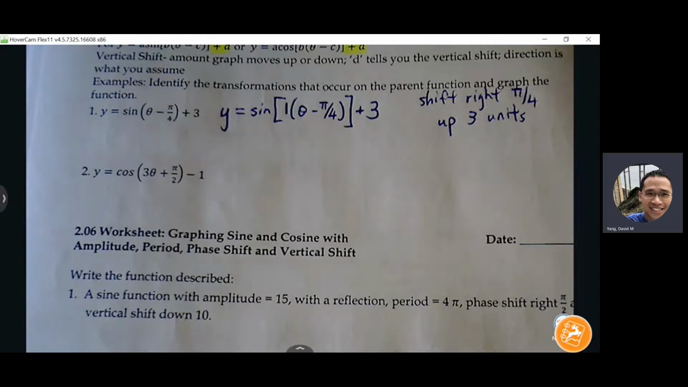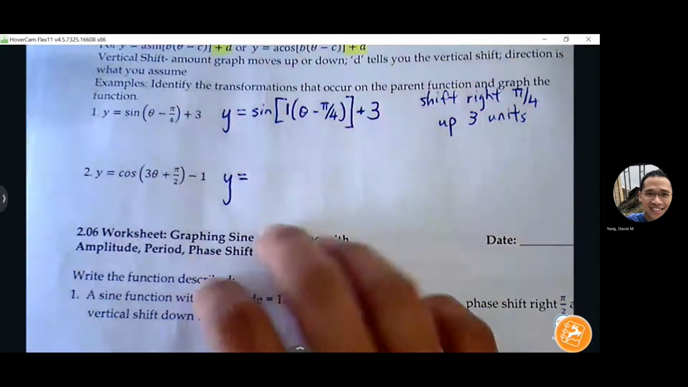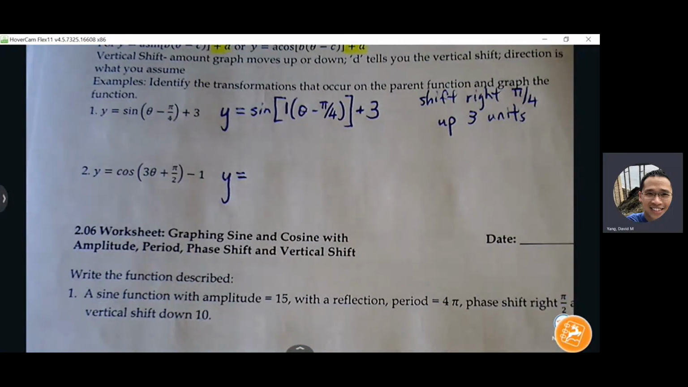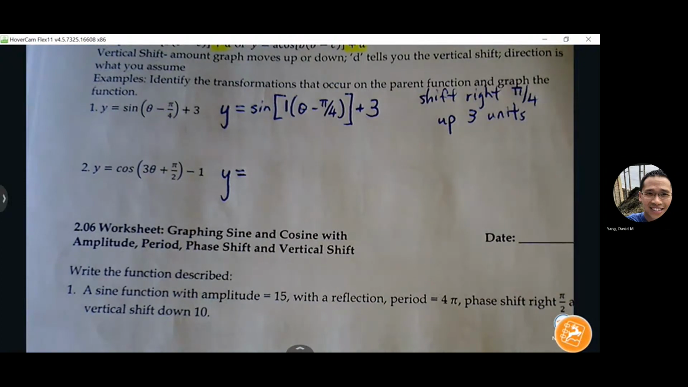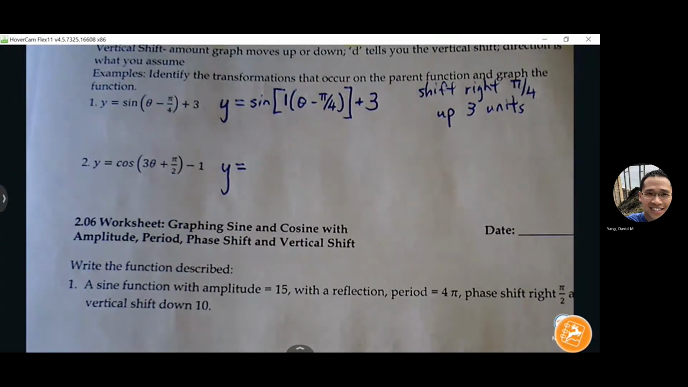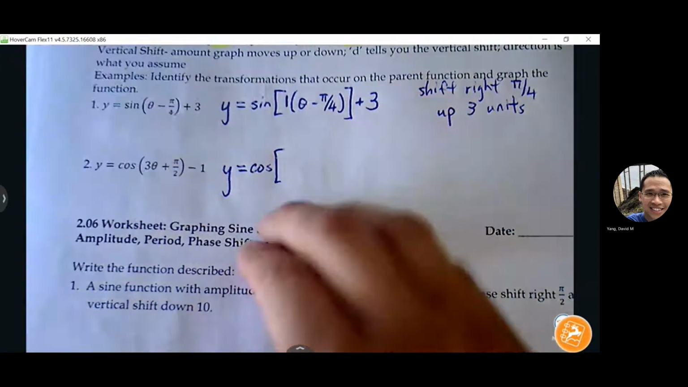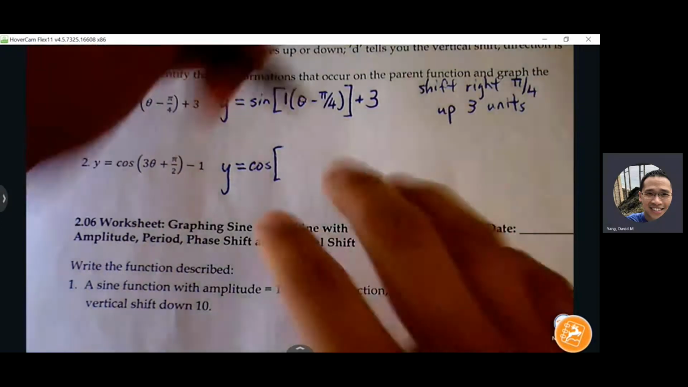Okay, so let's try number 2, just for practice purposes. We're going to rewrite it and see if we can figure out how to rewrite it so that we can get the correct phase shift. Okay, what's out of place here? That 3, we've got to take that 3 out.